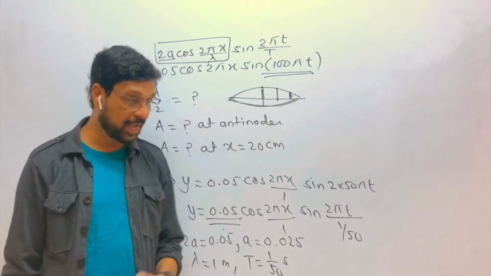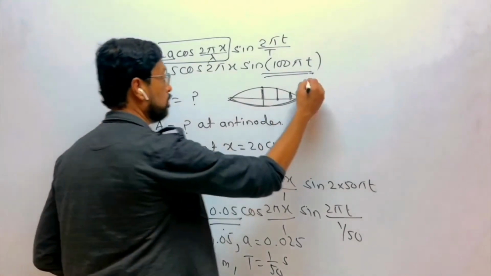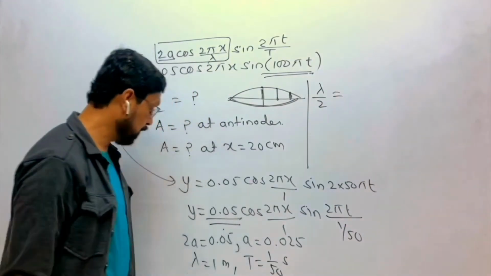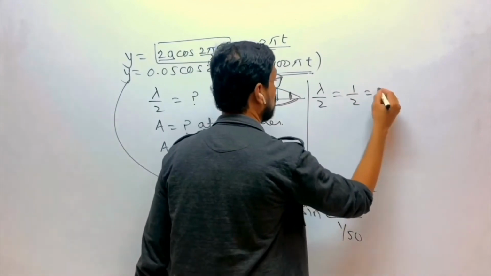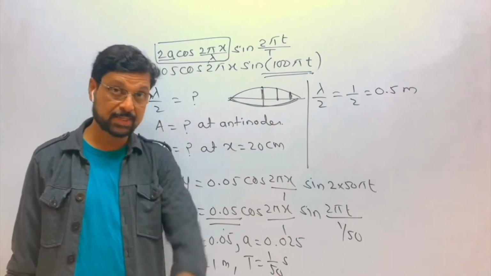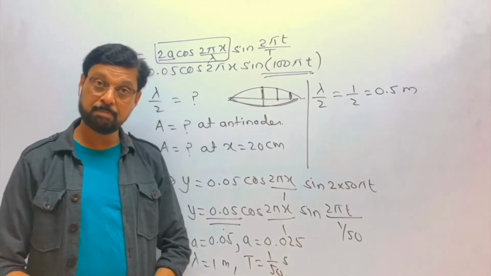अब हमसे पूछा क्या क्या है उसने? Find the distance between its nodes. Distance between its nodes means lambda by 2. Lambda is 1, so 1 by 2, that is 0.5 meter. You got the first answer. Distance between the nodes lambda by 2 is 0.5 meter.